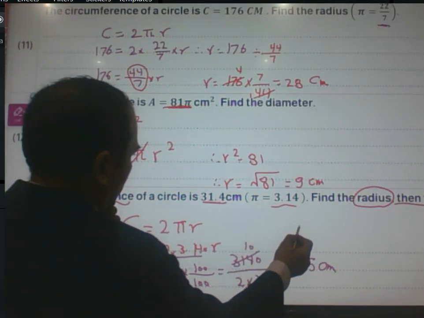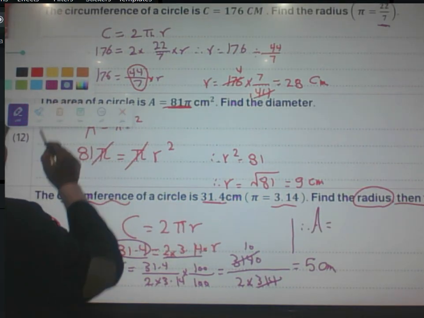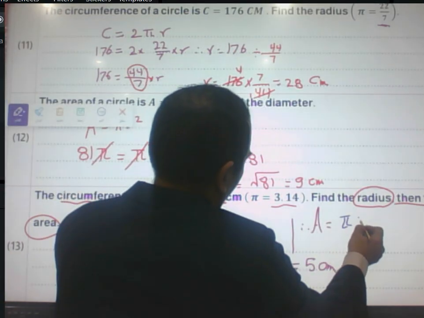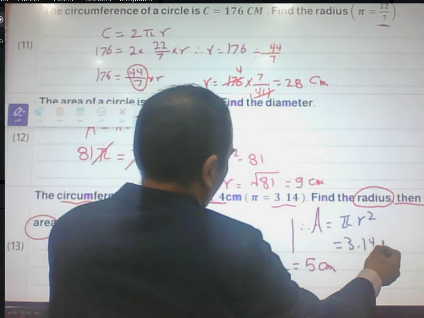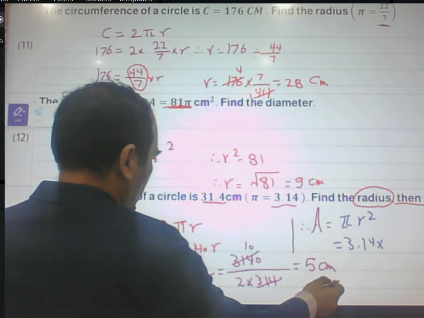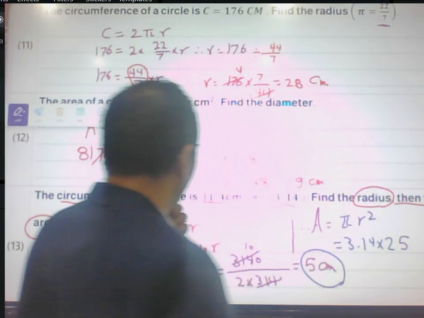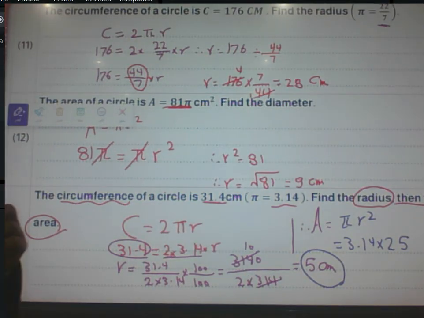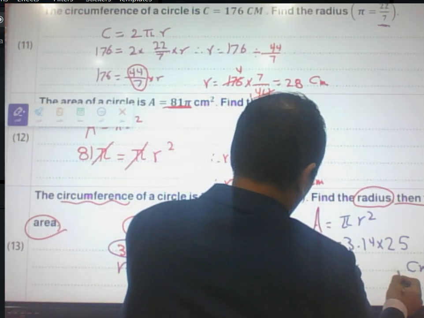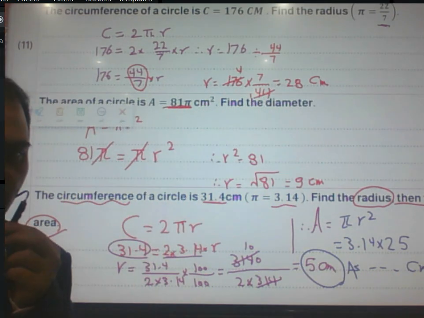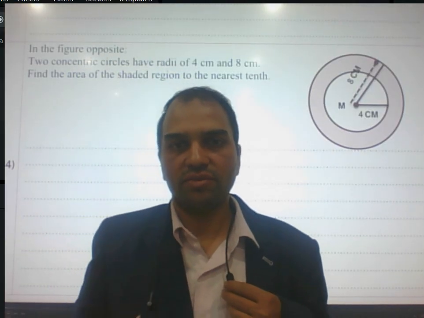Then we can find the area now. The area will be equal to pi r power 2, pi was 3.14, times r power 2. The radius will be 5. Then 5 power 2 is 25. Then you can put it in your calculator to find the answer; the area will be in square centimeters. Okay, understood? Okay, look at it with me now.